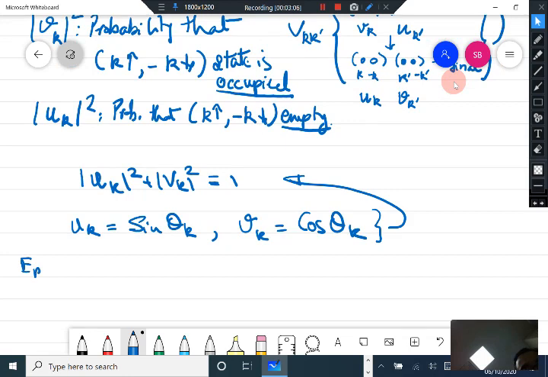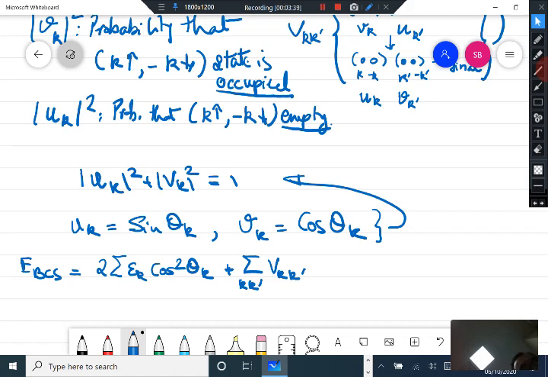Now with this, your EBCS will be written as twice the summation of Ek cos square theta k, plus the summation over kk prime of Vkk prime cos theta k sin theta k prime cos theta k prime sin theta k.